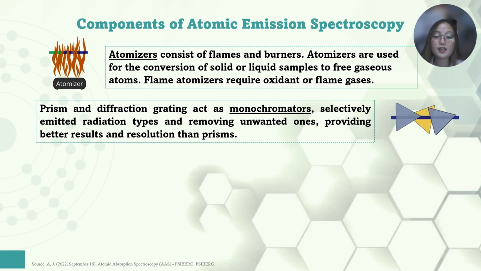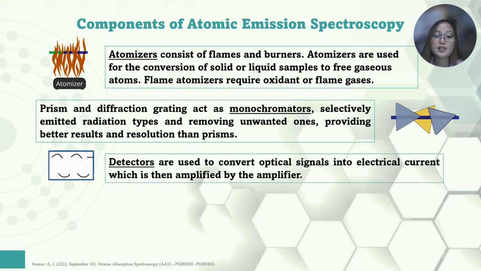Second is the monochromators. Prism and diffraction grating act as monochromators, selecting emitted radiation types and removing unwanted ones, with diffraction gratings providing better results and resolution than prisms. For this reason, it is sometimes called the wavelength selector. Third is the detectors. Photomultiplier tubes, photoemissive cells, or array detectors act as detectors in atomic emission spectroscopy. They are used to convert optical signals into electrical current, which is then amplified by the amplifier.